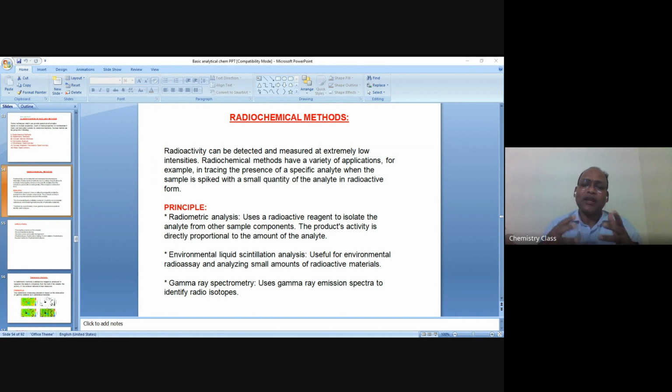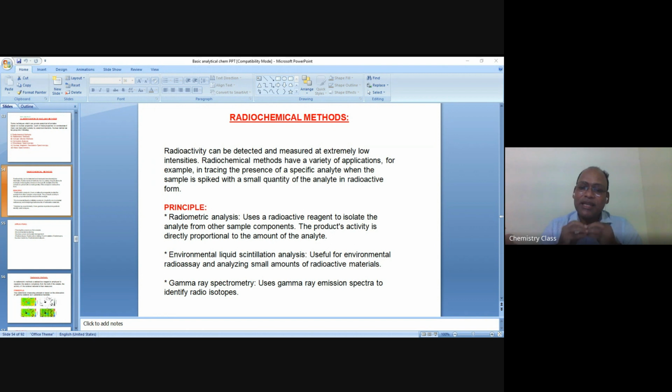What is that? Whether any kind of radioactive bacteria, radioactive elements, anything else, whether they are present in the body or something, they'll pass through a medical test. So that is the job, where radioactive traces are found out. So we can use this kind of method.